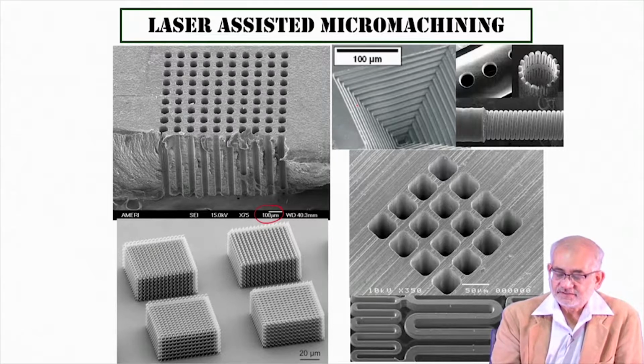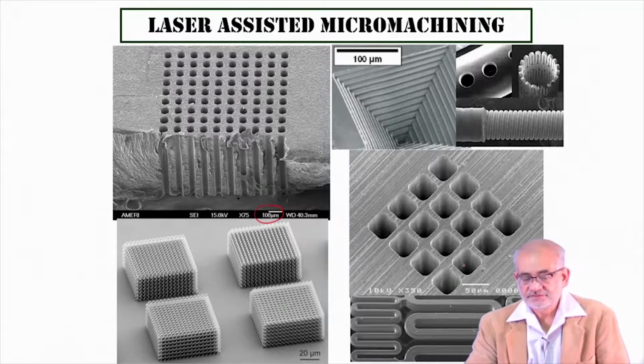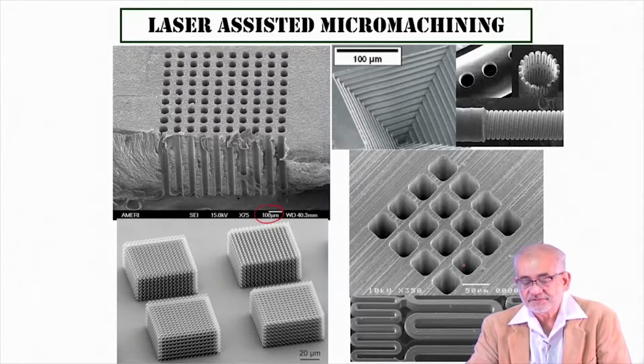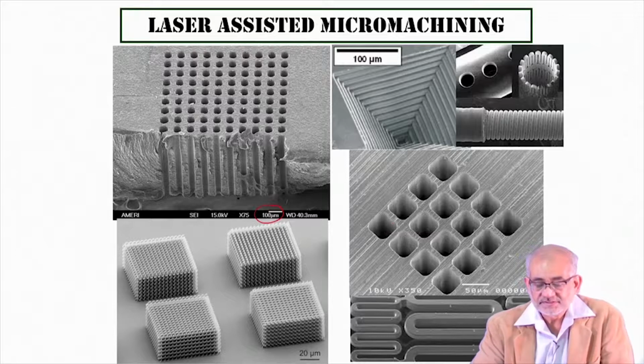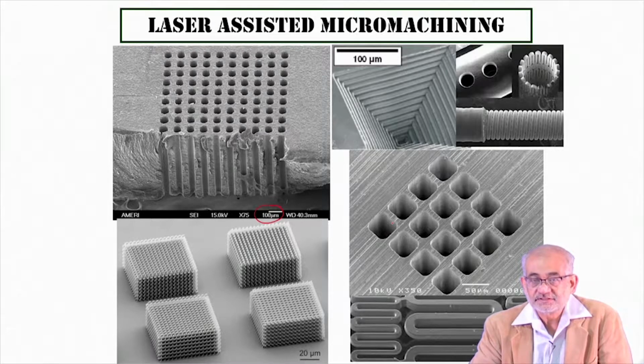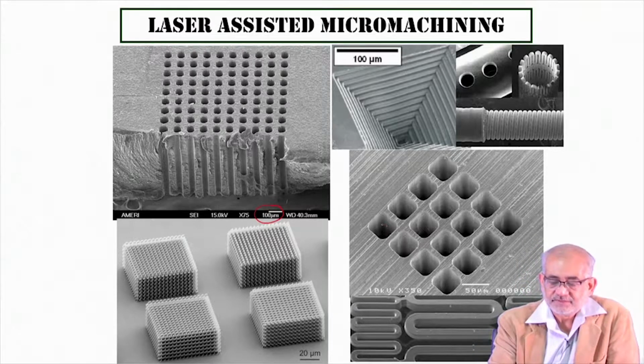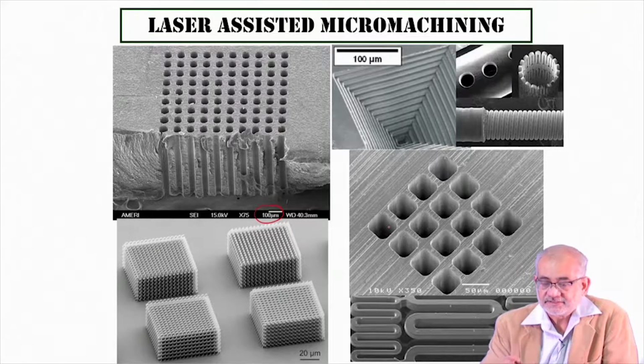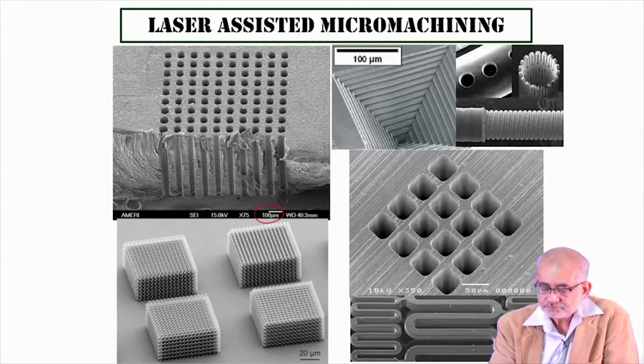Likewise, you can create these very specific drilled holes of certain dimensions, and the inner wall actually need not be vertical, it can be inclined. So you can make certain holes which have inclined surfaces.